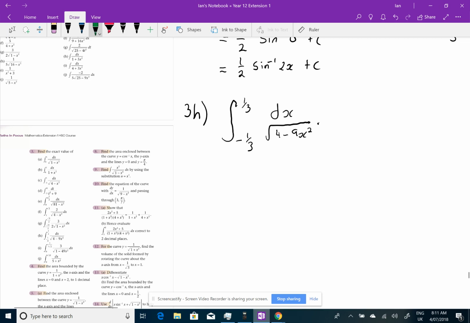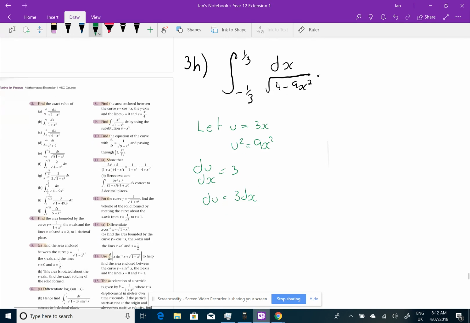Well, I'm going to let u equal 3x. Therefore, u squared equals 9x squared. du dx equals 3. So du equals 3 dx.